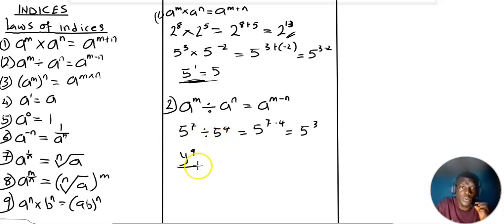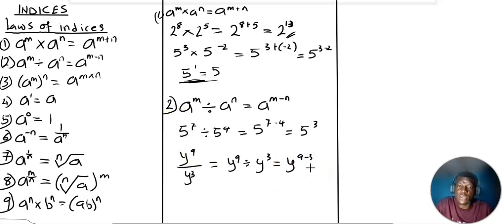So you have y raised to the power 9 divided by y raised to the power 3. Then solving this, you just apply the second law here, which is y raised to the power 9 minus 3. And this is equal to y raised to the power 6. So this is our final answer. Are we good? So that is the second law.